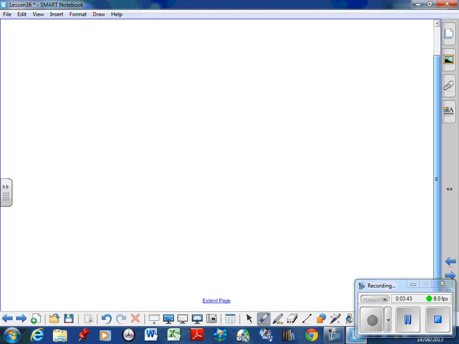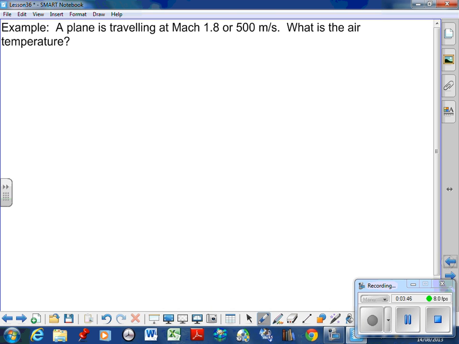And a final example, I believe. A plane is traveling at Mach 1.8, or 500 meters per second. What's the temperature of the air? So it's just going backwards, we're just decoding. We're given the Mach number, and we know that it's velocity of object over velocity of sound. So the Mach number is 1.8. We know it's traveling at 500. So we're going to be able to calculate velocity of sound just by rearranging the formula. So 500 divided by 1.8. So we'll find our velocity of sound is 277.8.